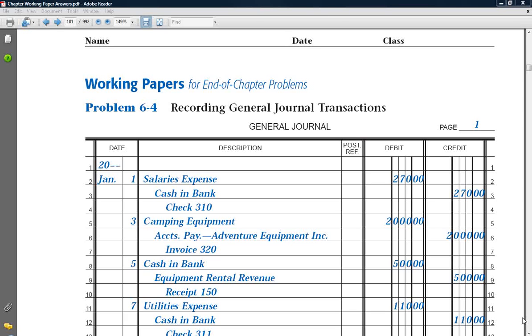Transaction on the fifth, we received cash. Why do we receive that cash? Because we rented equipment. So we're debiting cash in bank, we received cash in bank, we increase the asset account cash in bank with a debit, and we credit the revenue account equipment rental revenue. The source document is our receipt 150.